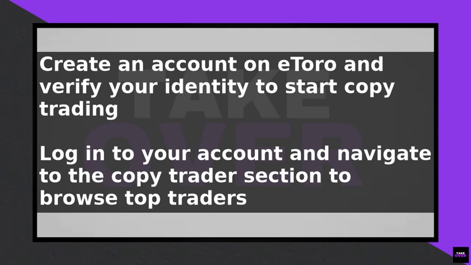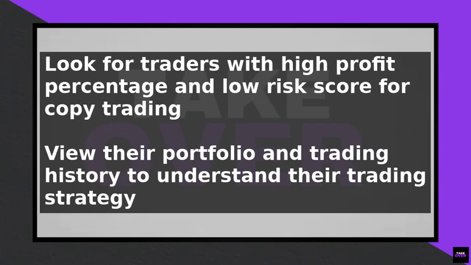First, log into your eToro account and navigate to the Copy Trader section. Here, you can browse through a list of top-performing traders, filtered by their performance, risk level, and assets traded. Look for traders with a high profit percentage, low risk score, and a long track record of successful trading.